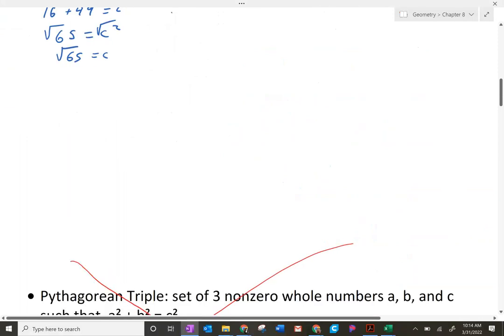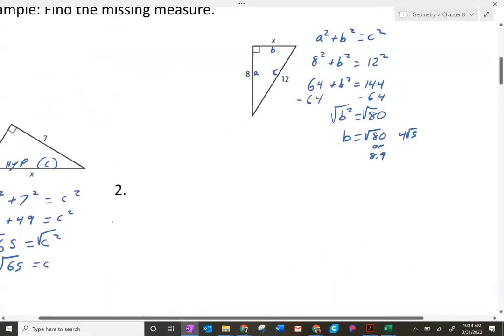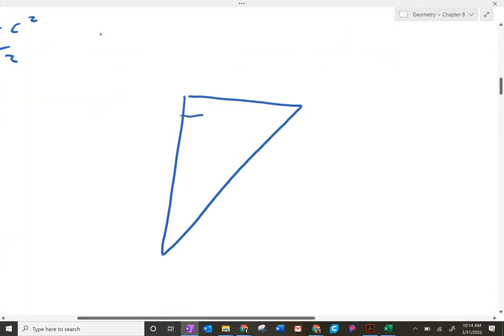Okay, we'll do this one. I want you to talk me through it though. Actually, I'm going to give you another one. This triangle here, pretend it's a better drawing. I want this one to be 8 and this one to be 16.